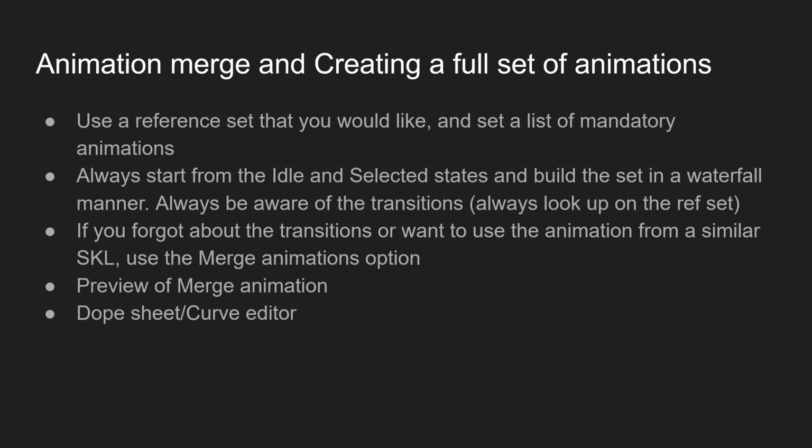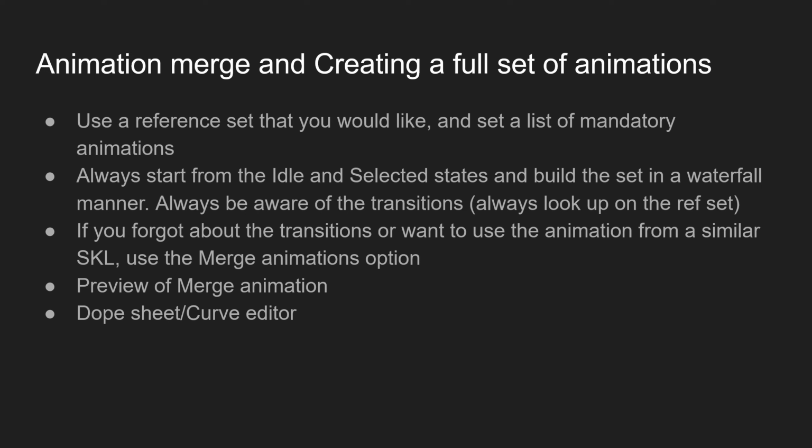And then always be aware of transitions. That's why I said look at the reference set. Look at what animations come from your animation. Like I said, fear comes from, actually fear is a bad example. Fear doesn't come from one. But let's say the cheer animation. Cheer animation usually comes from alerted. So always keep in mind when you're doing the cheer animation, it comes from the alerted one. So that's why you always need to be aware of the transitions.